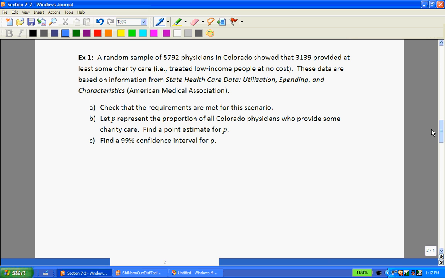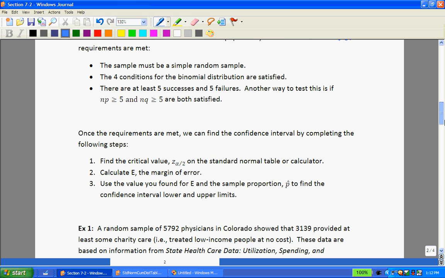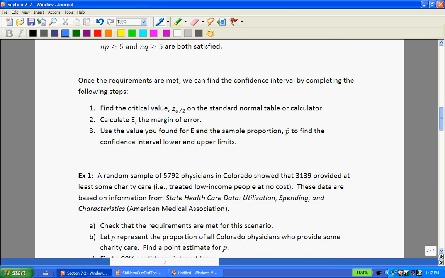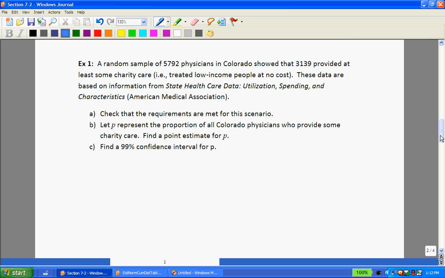So before we get to calculations, we want to check the requirements that we looked at above. First, the sample must be a simple random sample. Sounds like it to me. We have these 5,000 plus physicians, and 3,000 or more were randomly selected, and it told us that right here in the beginning, a random sample, so I think that's okay.